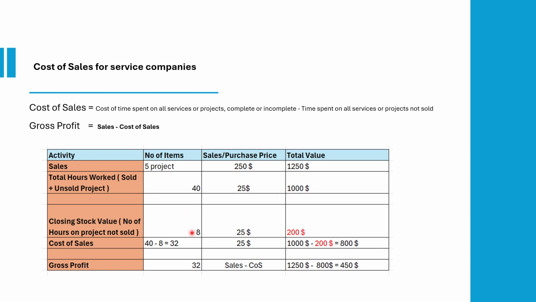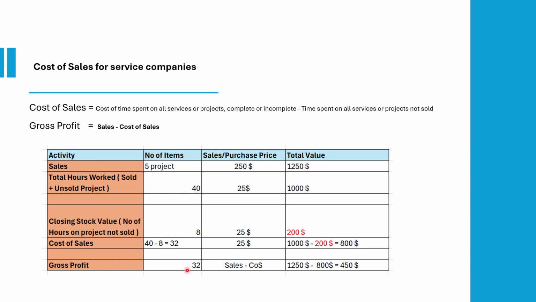But it was realized that 8 hours in that, the project we did, we were not able to sell it, right? So around $200 total value was the closing stock value at that time. So cost of sales is very simple. We can say your total hours minus closing stock value is $800, or even how many hours you were able to sell, 32, with the rate. So that is also $800 here.